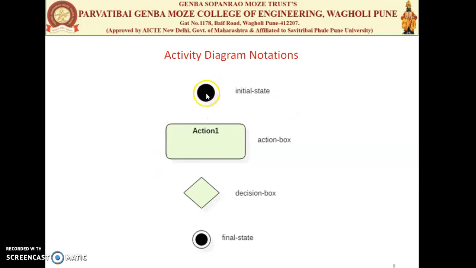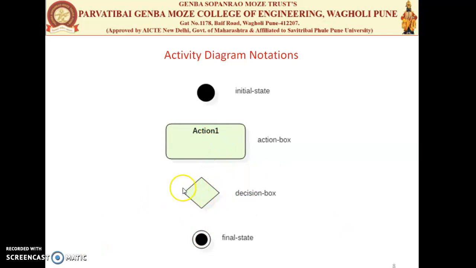The first you can see is the dot symbol. A solid dot is the initial step. So whenever you are drawing an activity diagram, the first thing should be the initial state. Always start with the initial step. The second is the action. We can say the activity, that is the action box. Any functionality can be written in the action box, or we can say activity. This is also called the activity.